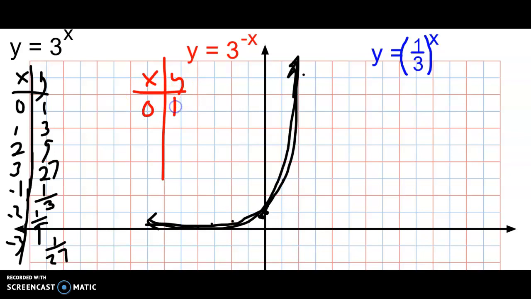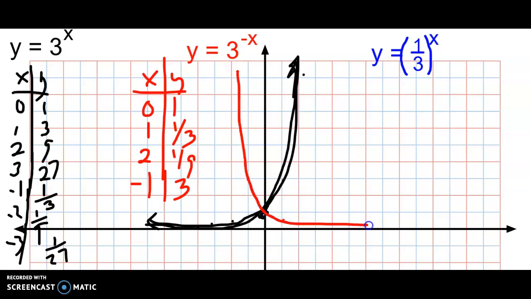Well, 0 is still going to give me 1, right? 3 to the negative 0 is still 3 to the 0, which is 1. However, if I put 1 in for x, that's 3 to the negative 1. So 1 gives me 1/3, and 2 gives me 1/9. That's kind of the opposite of what's going on here. However, if I put negative 1 in, 3 to the negative 1, that's 3 to the 1, which is 3. So negative 1 gives me 3, but 1 gives me a third. I have the same type thing, but it's reflected across the y-axis. That's what 3 to the negative x looks like.